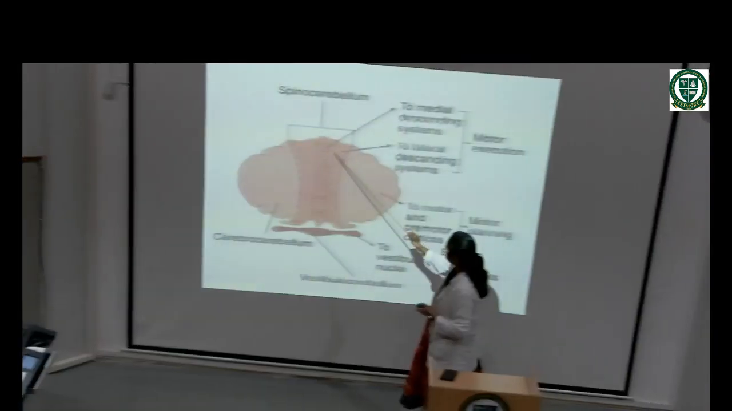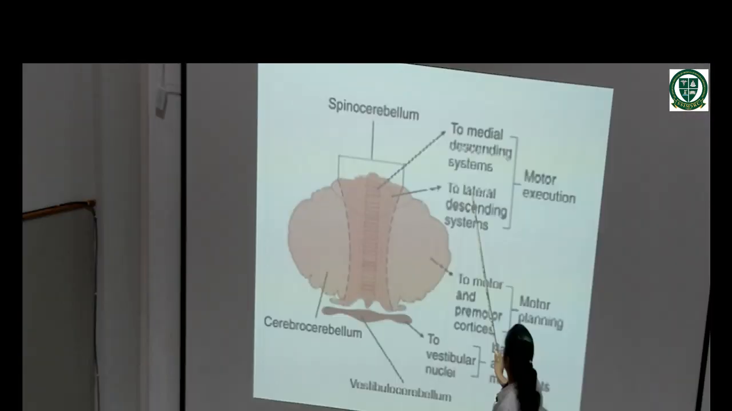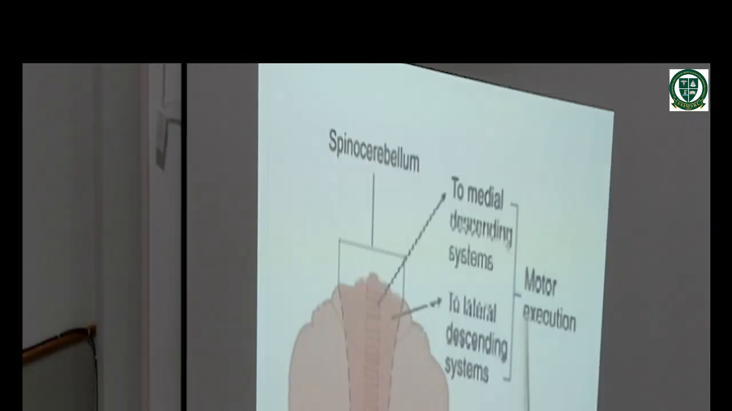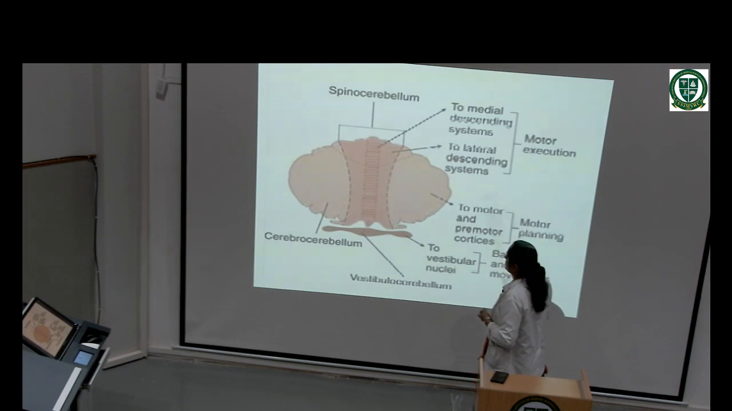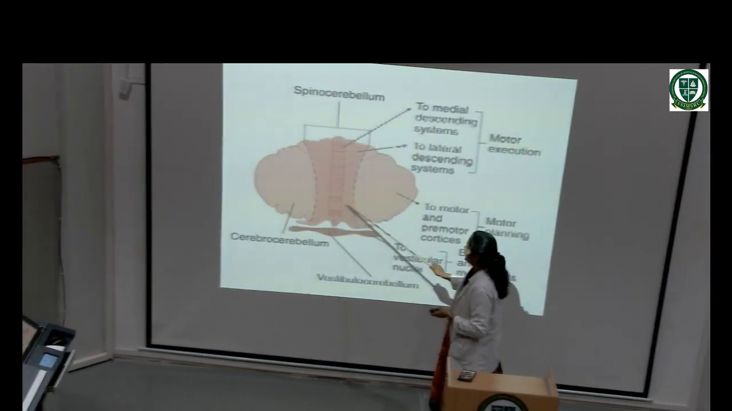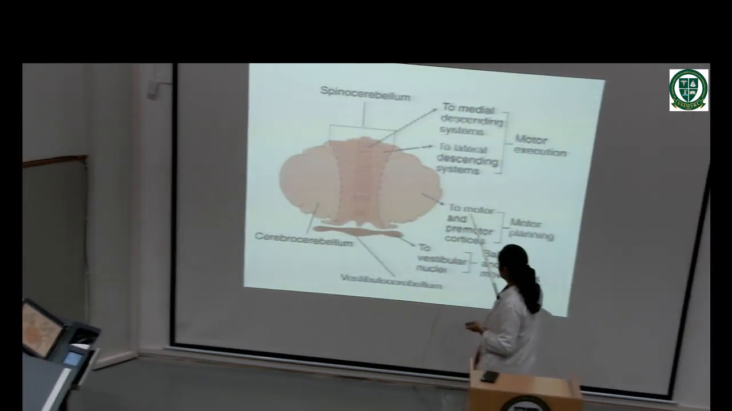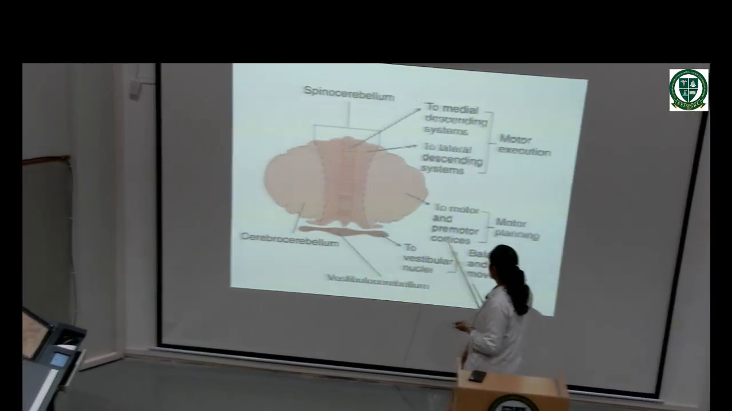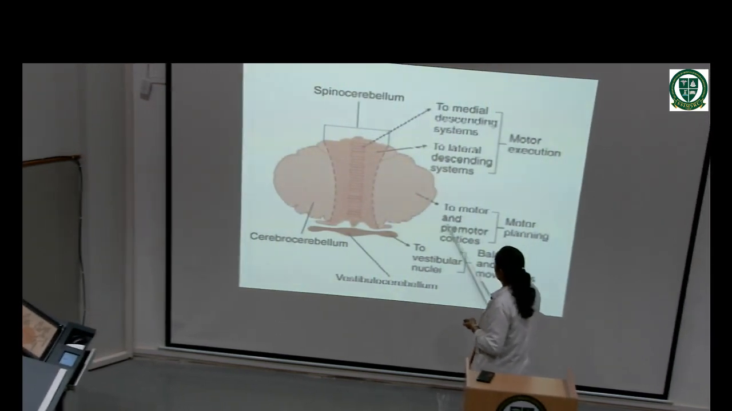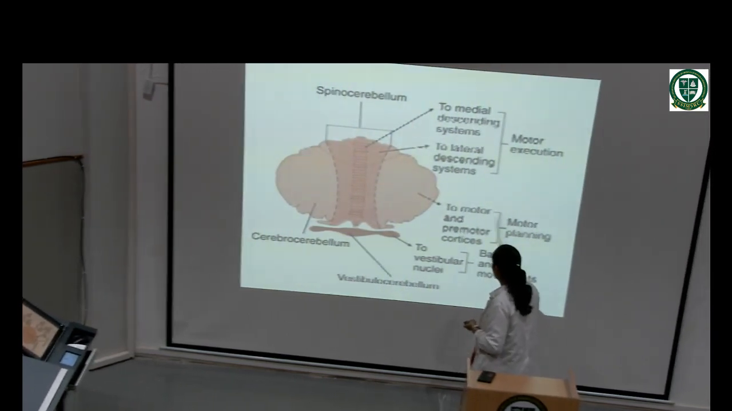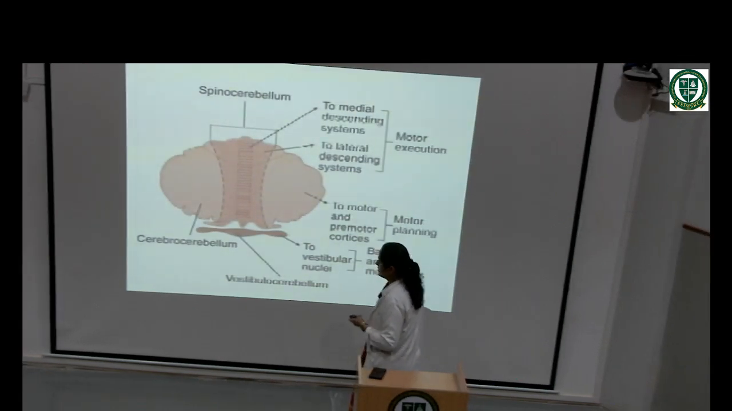The median zone and paramedian zone go to the medial descending systems and lateral descending systems and they help in motor execution. That is, whatever activity you have formed, the final performance of the activity is decided by these two zones. Whereas the lateral zone here goes to the motor nucleus, premotor nucleus which is present in the cortex, and from here they plan the motor activity. So some activity is planned.